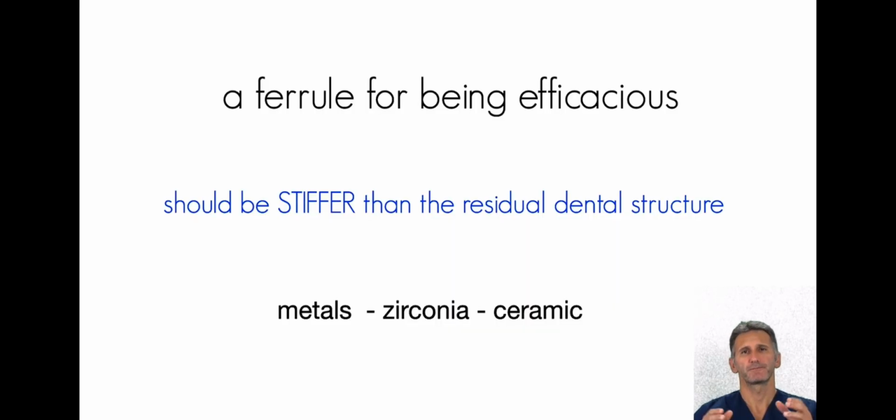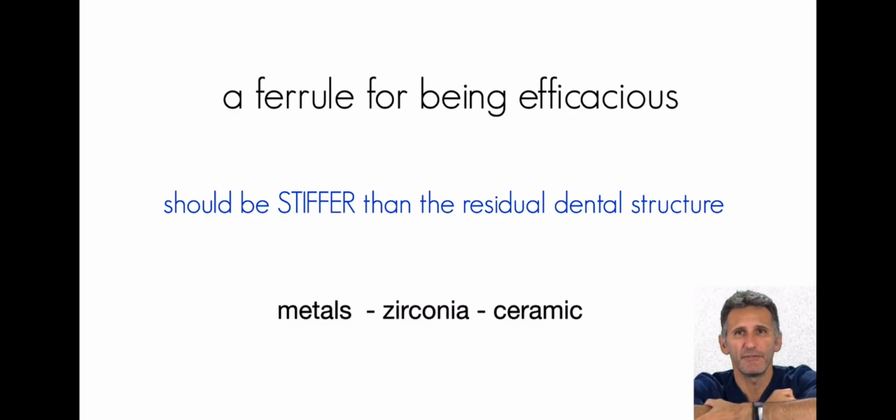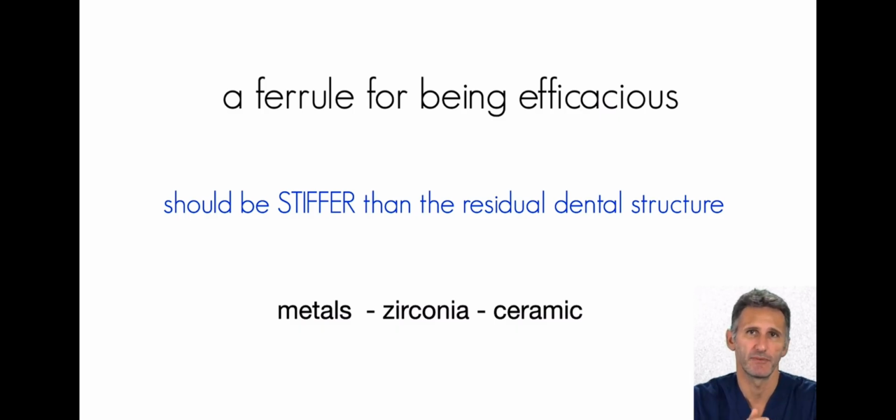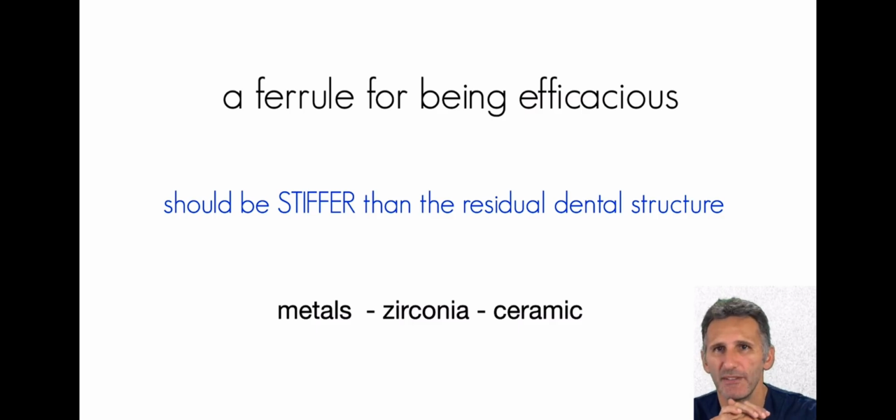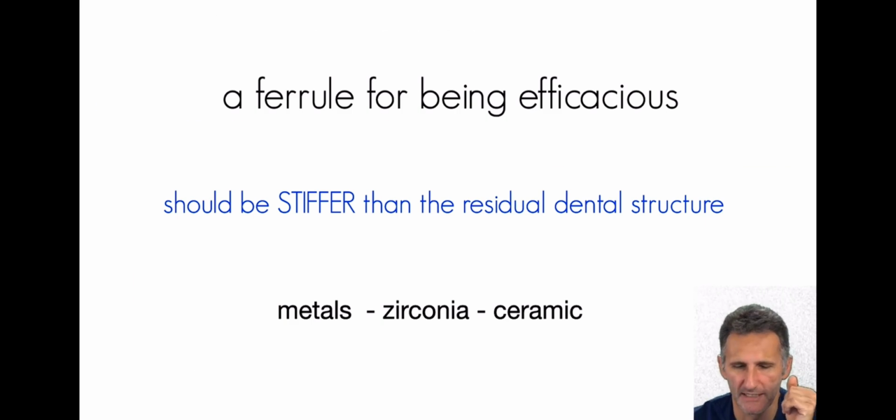Of course, if I have an object that is moving and I want to stiffen the complex, I have to use something that is stiffer than the material itself. So it's quite useless, if I want to reduce bending on a compromised tooth, to use composite, because composite is not stiffer. If I have to stiffen the complex, I have to use something stiff, like metals, zirconia or ceramic.